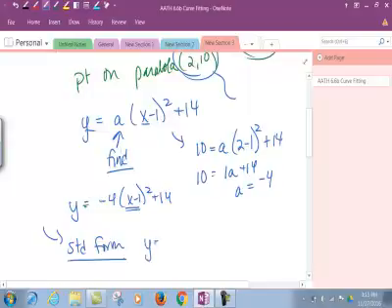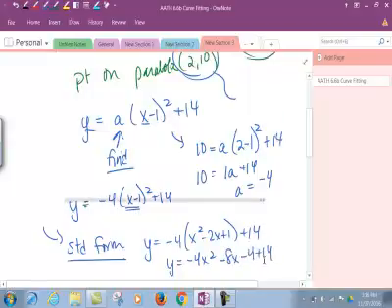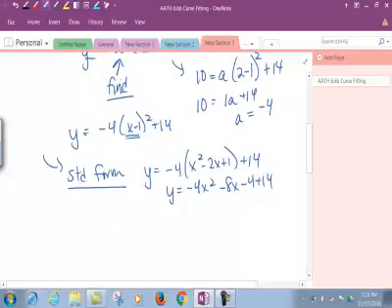So here we go, y equals -4 times (x squared minus 2x plus 1). Don't forget the parentheses so that you hit each term with the -4. So I get y equals -4x squared plus 8x minus 4 plus 14. So the final answer, this quadratic in standard form, is y equals -4x squared plus 8x plus 10. And that's the answer.